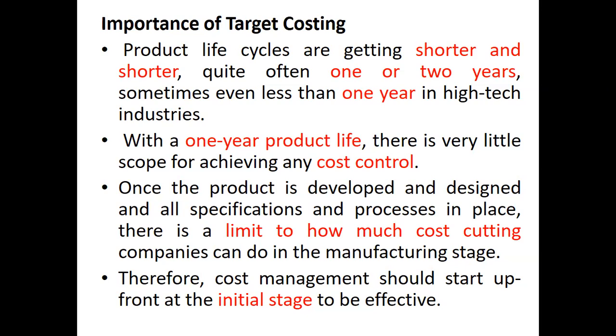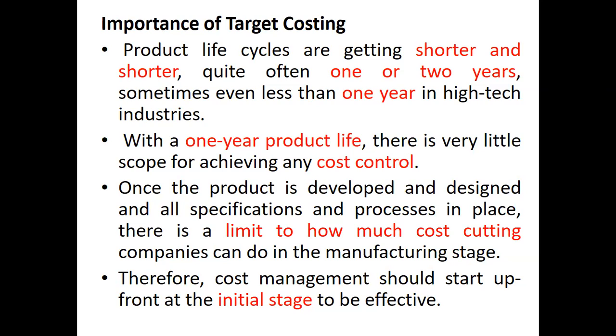Okay, with 1 year product life there is very little scope for achieving cost control. तो 1 साल का अगर लाइफ साइकिल है प्रोडक्ट का, तो it is difficult to manage this cost within 1 year. That's why there is need of target costing. तो target costing में हम लोग क्या करेंगे? We will decide the life cycle of the product as well. ये मेरे लाइफ साइकिल सिर्फ 6 महीने का है, मेरा लाइफ साइकिल 2 साल का है, मेरा लाइफ साइकिल 1 साल का है. Within that, I need to manage introduction, growth, maturity, and decline stages.